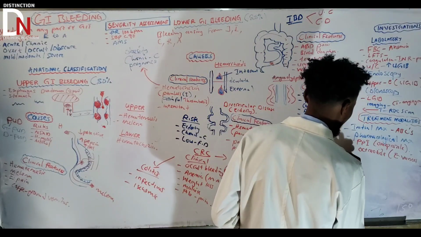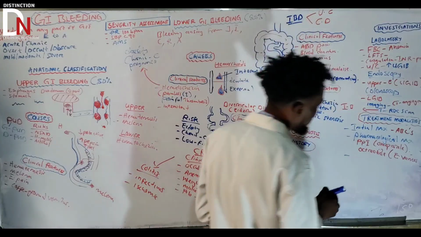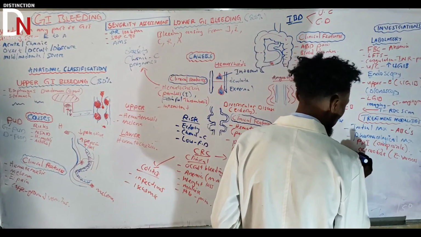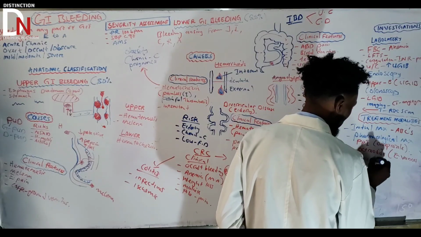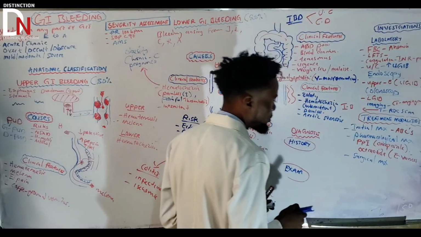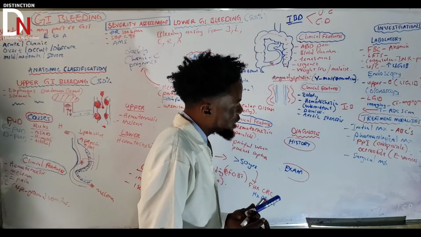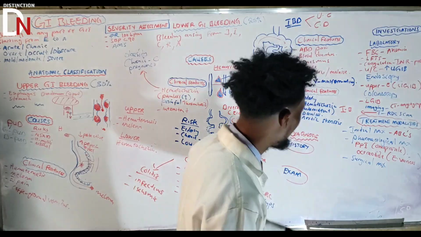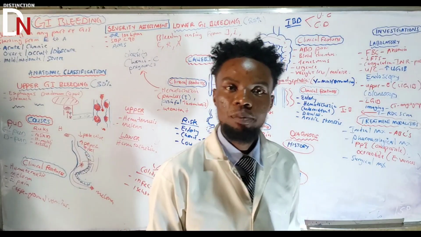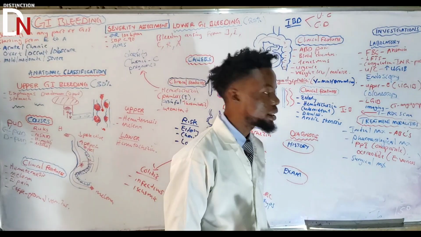What else apart from pharmacological management? We know that now it is surgical management. Basically, surgical management should be the last option. After the pharmacological management, the endoscopic type of management, and the colonoscopic type of management have failed, that's when you can go to surgical management.